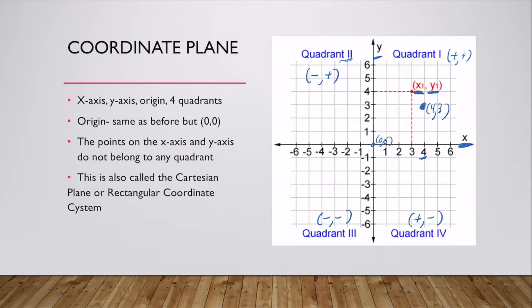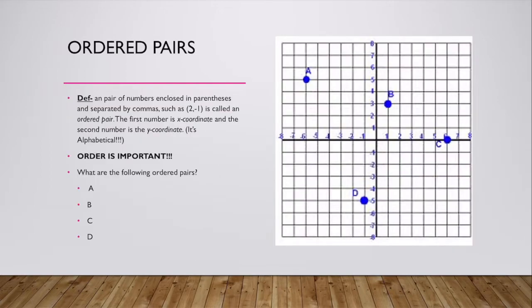What I do when I plot a point is I represent it with an ordered pair. An ordered pair always has x first and then y, and it's easy to remember because it's alphabetical. So an ordered pair of numbers enclosed in parentheses and separated by commas, such as the point (2, 1), is called an ordered pair. Our first number is our x coordinate, and our second number is our y coordinate. So like I said earlier, it's alphabetical. The order is important, and so are the parentheses around it, which tell me that it's an ordered pair. So let's look at the following ordered pairs.